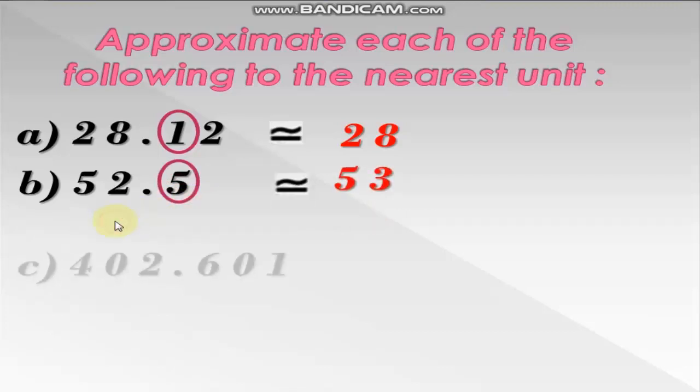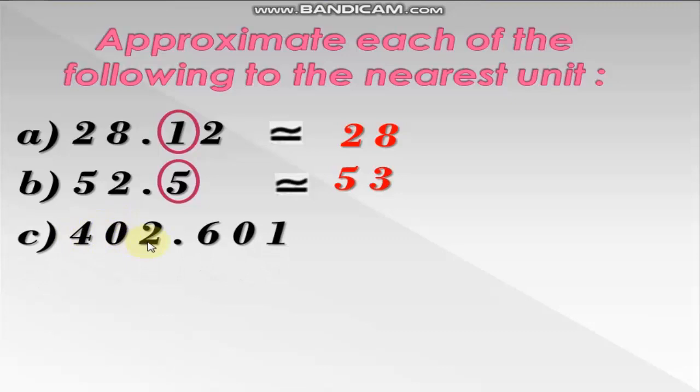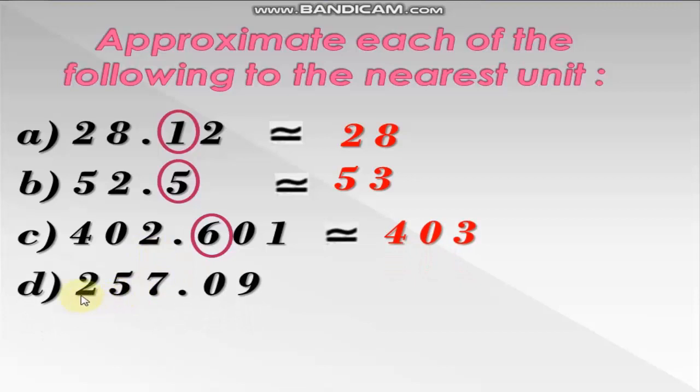53. Letter C, 402.601. Look at the unit. The unit here is number 2 and the tenth is number 6. 6 is greater than 5, so we'll cancel it and add 1 to the whole number. It became 403.